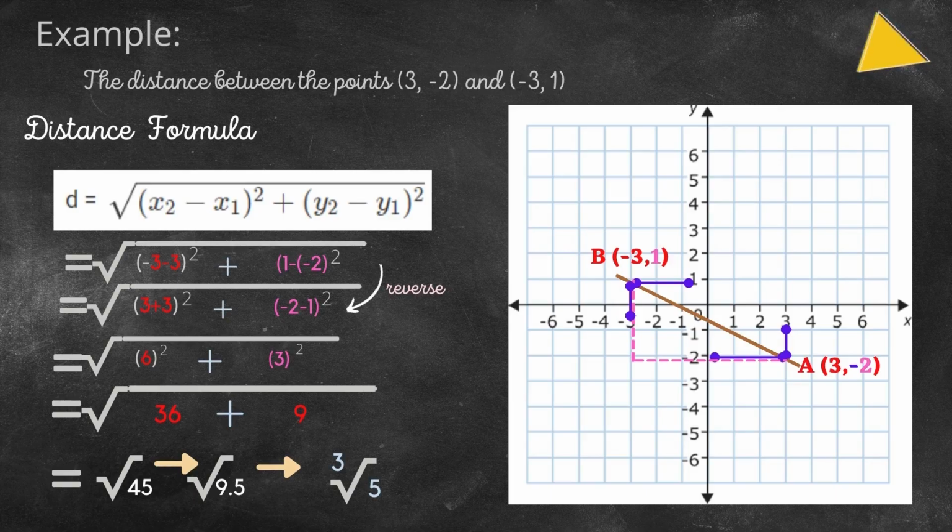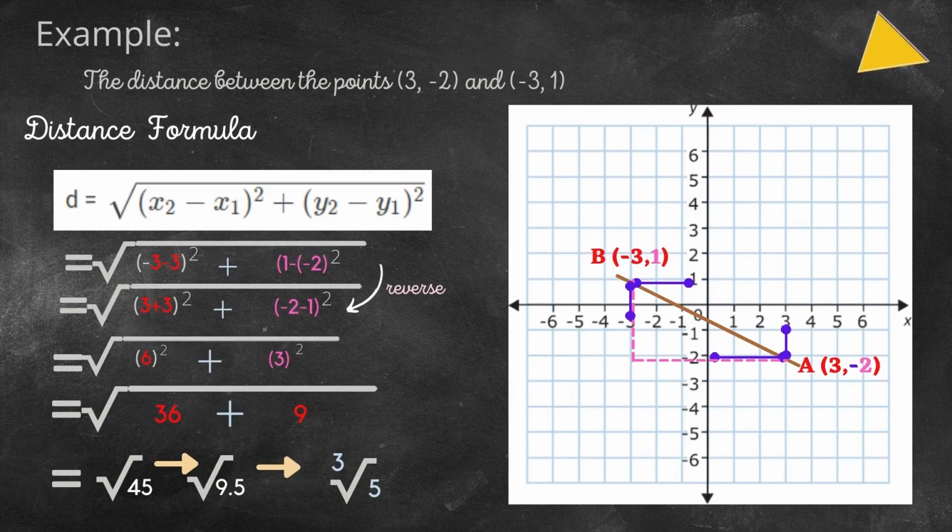But what if the points are not located either horizontally or vertically? How can we find the distance between them? Let's take a look at this example. The distance between the points 3 and -2 and -3 and 1. Observe that the order in which the points are taken is immaterial.